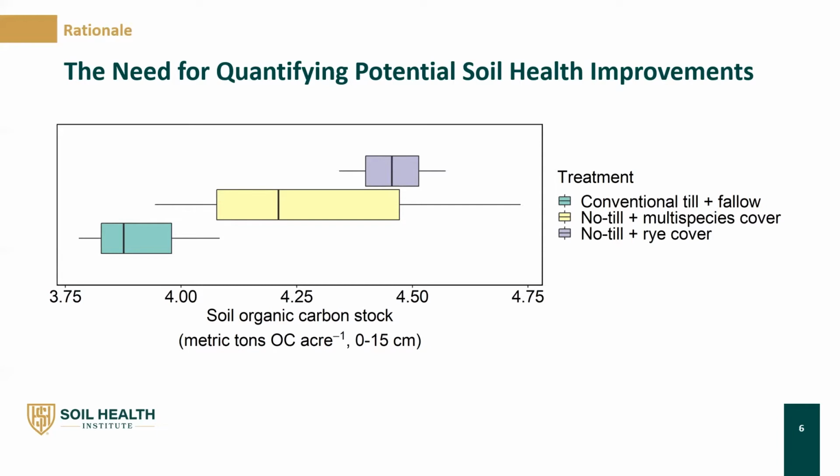You'll note that the yellow box plot, which is a no-till and multi-species cover, on average is higher or better than the conventional till continuous cotton, but it's not statistically significantly different because those boxes overlap. However, the no-till rye cover crop in purple was statistically significantly better and different, and it had a 0.5 metric ton of organic carbon per acre more than the conventional till system.